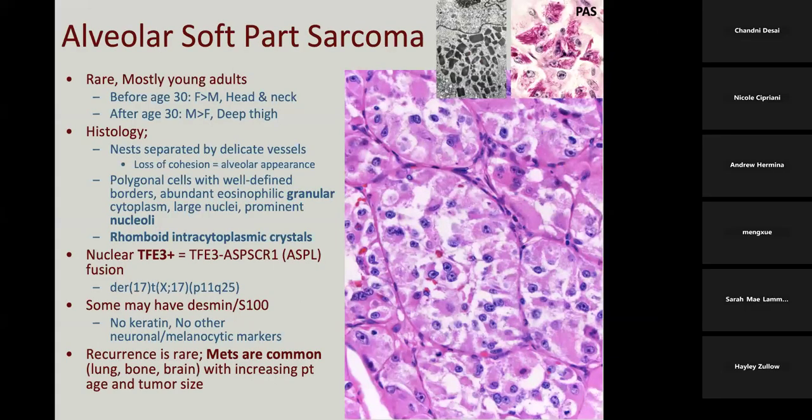Alveolar soft part sarcoma. Sorry, it's 9 o'clock. I'm almost done. Alveolar soft part sarcoma, as its name suggests, is nested, is epithelioid with abundant eosinophilic cytoplasm. These PAS positive rhomboid shaped granules. Really diagnostic is only TFE3 expression or TFE3 gene fusion. No other immunoprofile is reliable here. These can metastasize, head and neck, adults, young adults.